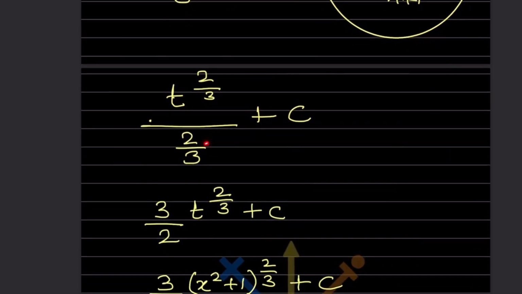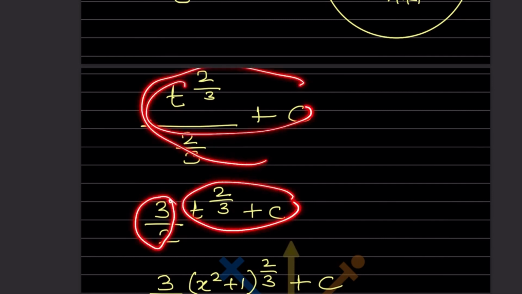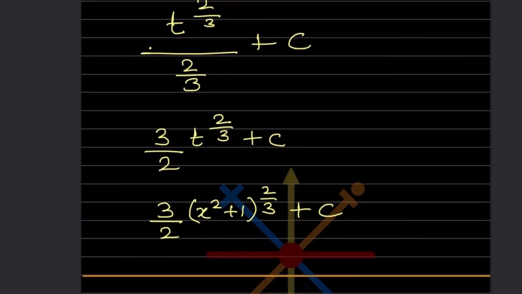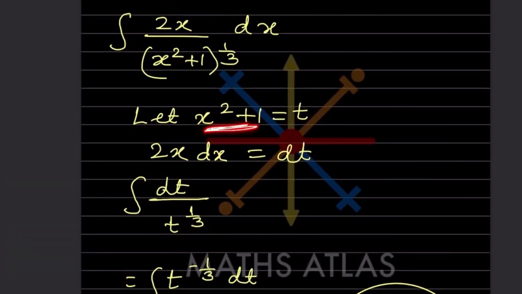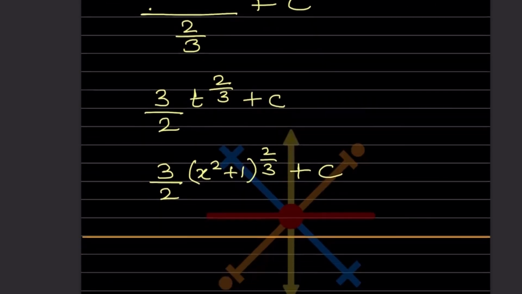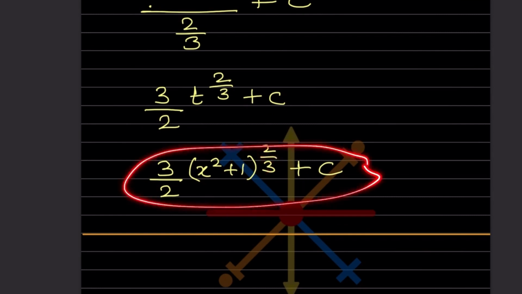So now what you can do, see here, this is in the fraction. So this will get flipped over. So when it goes here, this is going to be 3 by 2, and the rest is the same. Now it's not completed yet, because we have t over here and we had assumed that t is x square plus 1 in the start. So we are going to write in place of this t, x square plus 1 raised to 2 by 3, divided by 3 by 2, that is plus c. So this is the final answer.